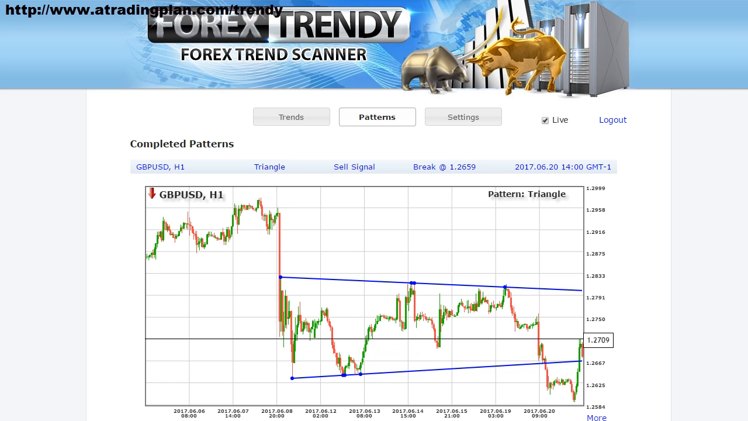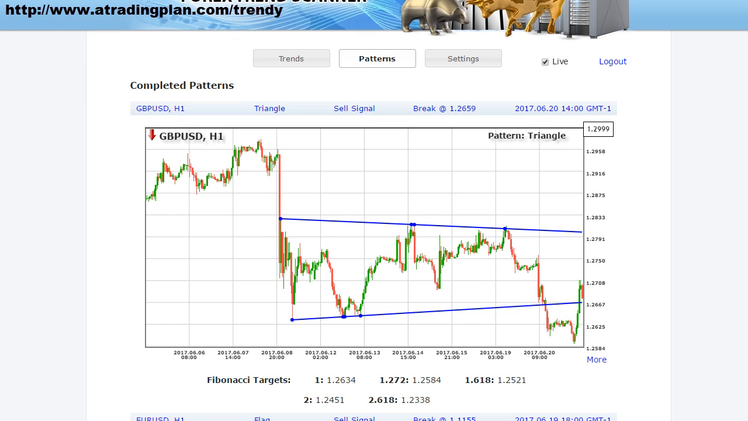So let's take a look at a recent trade. Now I just clicked all of the patterns. I clicked all of the currency pairs, so I'm not hiding anything. And I've gone for the hourly charts, okay? So this is the pound US, and it was a signal to sell, obviously, at 1.2659 on the 20th of June, which was the day before I made this video.